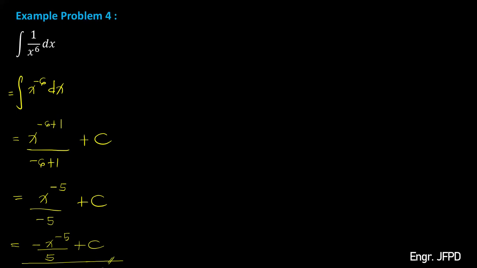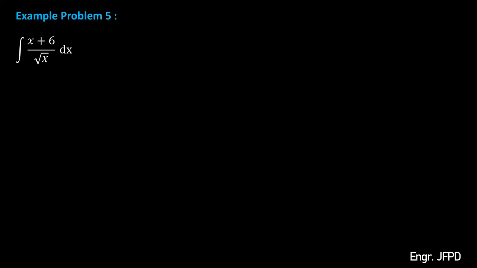For our last example, for the basic rules of integration is the integral of x plus 6 over the square root of x dx. Again, there's no such thing as quotient rule in taking the integral of a function. That is why, first, we need to simplify this equation algebraically, wherein when we divide the x plus 6 by the square root of x, this is the same as the integral of x divided by the square root of x plus 6 divided by the square root of x dx.